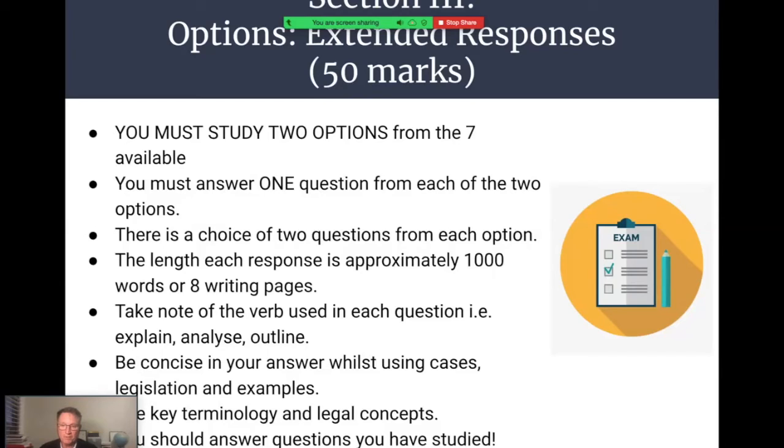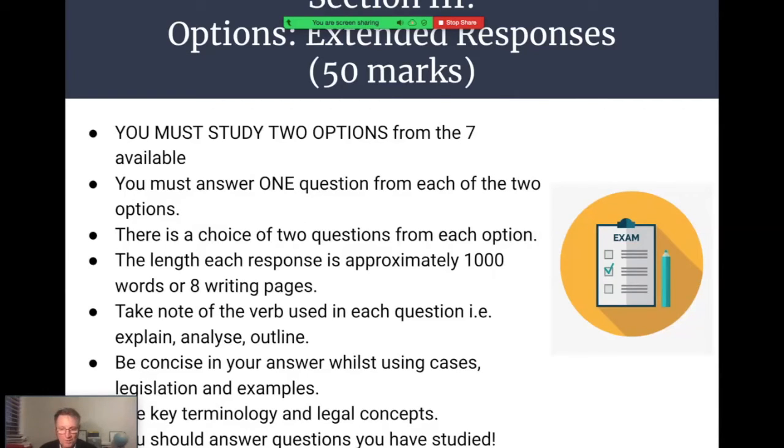When looking at essay questions, take very careful note of the verb used in the question. With relevance to the content, am I asked to explain the content, analyse the content, outline the content, evaluate the content? When you're answering your questions, you have limited time. Be concise in your answer, but at the same time, you must use evidence to support everything you're saying.